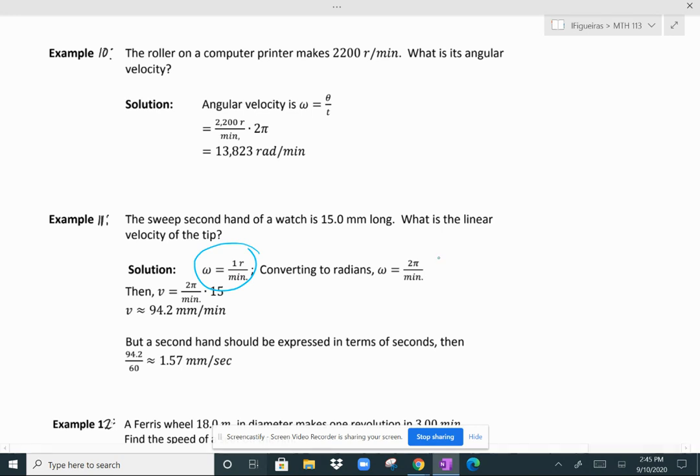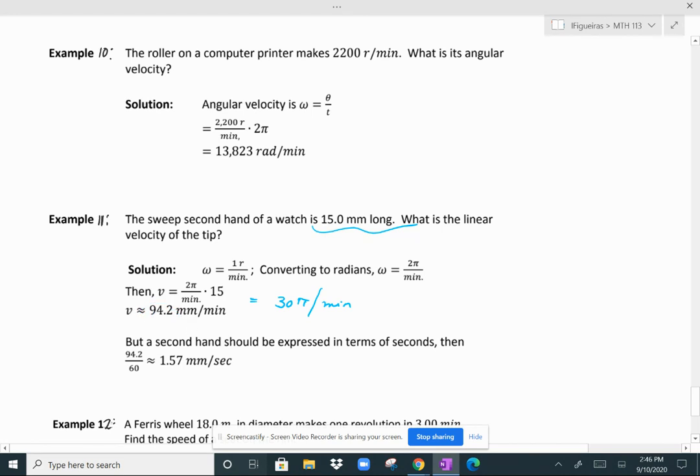And if I convert that to radians, multiplied by 2 pi, that means my omega is 2 pi over 1 minute. So the radius, you're told that the sweep hand is 15 millimeters long. So your velocity is 2 pi times 15, which is 94.2 millimeters per minute. So that's a rounded answer. If they wanted an exact answer, this would just be 30 pi per minute, okay? Millimeters per minute.